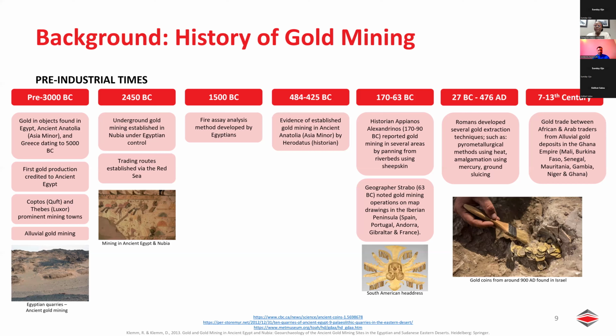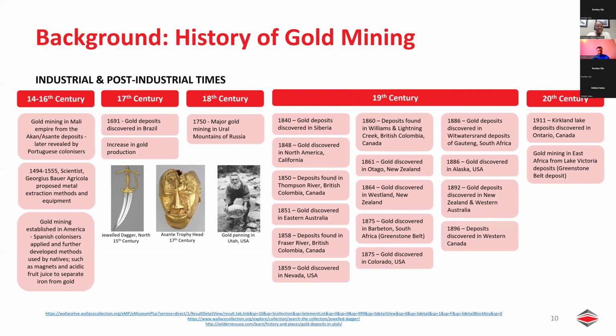Later on, between the 7th and the 13th century, we know that gold was traded between African and Arab traders, and this gold was sourced from the alluvial gold deposits in the Ghana Empire of West Africa. Then by the 14th century, the Mali Empire continued mining from the Akan and the Asante deposits. From around the 15th century, we see gold mines also established in the Americas after it was discovered by the likes of Christopher Columbus.